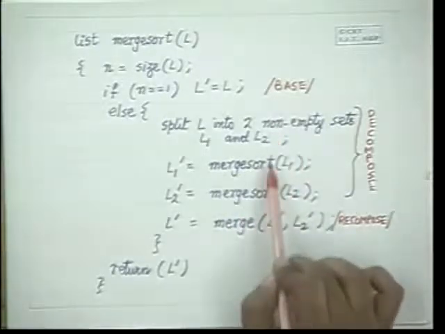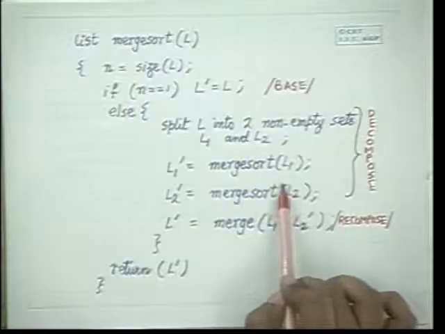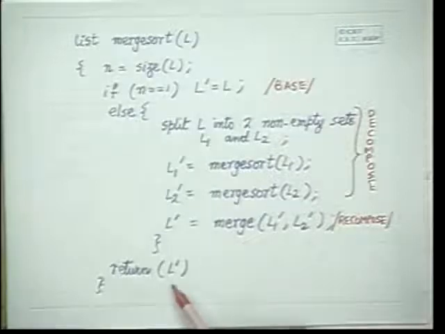So these were the decomposition steps, splitting and recursively merge sorting, and then the recomposition of the solutions by the function merge, and the list L dashed is returned. Is that okay?